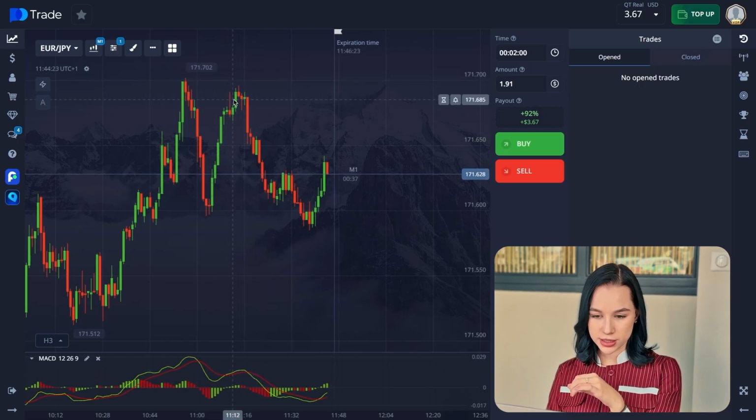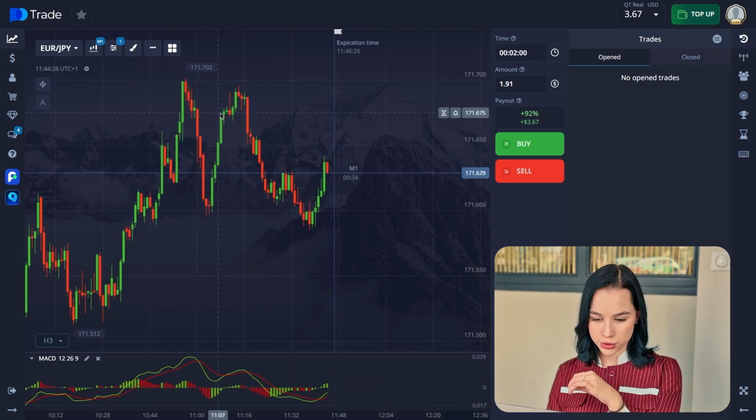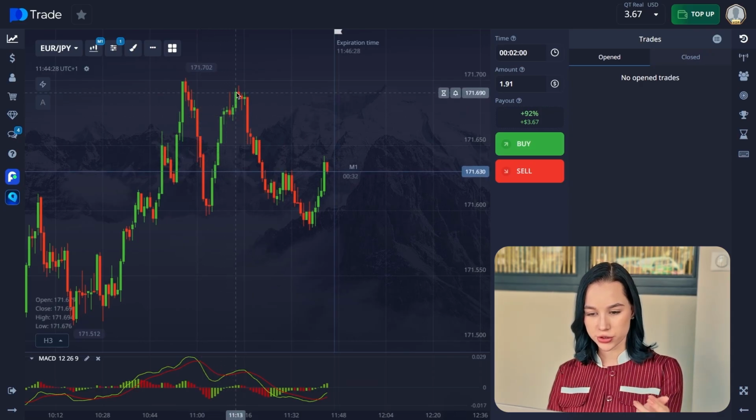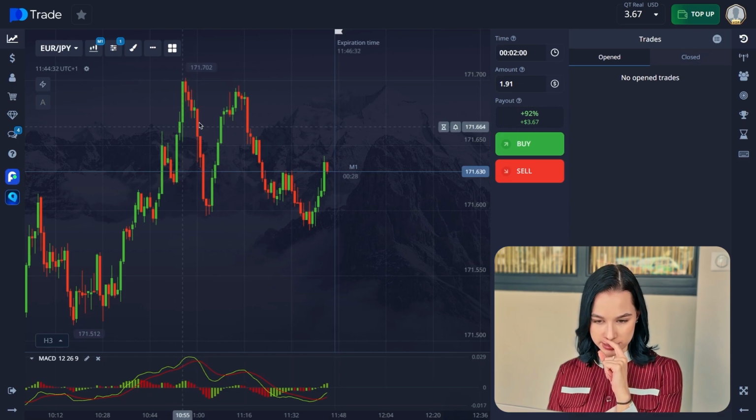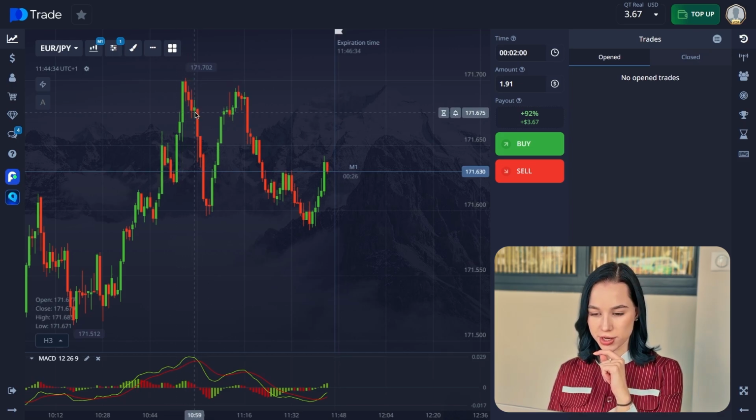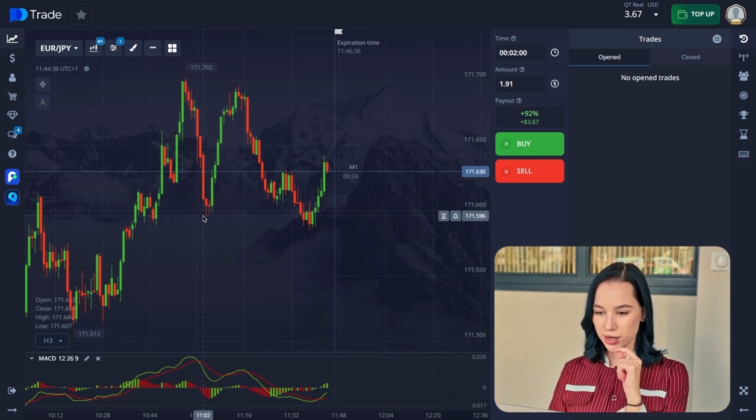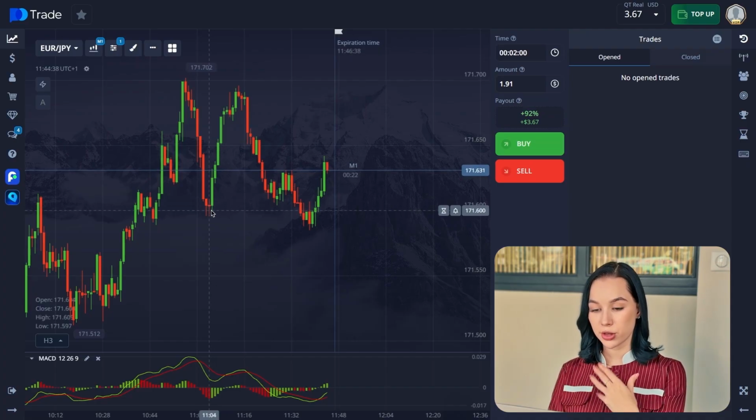For example, right here we can see when it was the start of the downward trend, two lines of MACD crossed each other and started going in the downward direction. There were red pin bars in the chart. Here it was the same, for example. So you can also check it by the previous movement of the price, just to be sure in your signals as well.